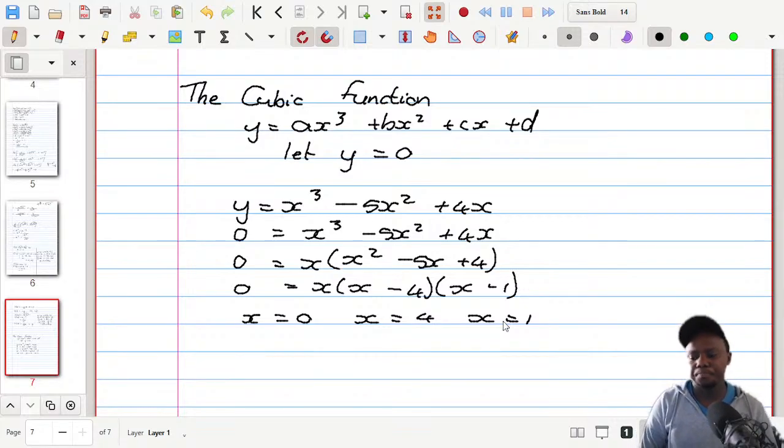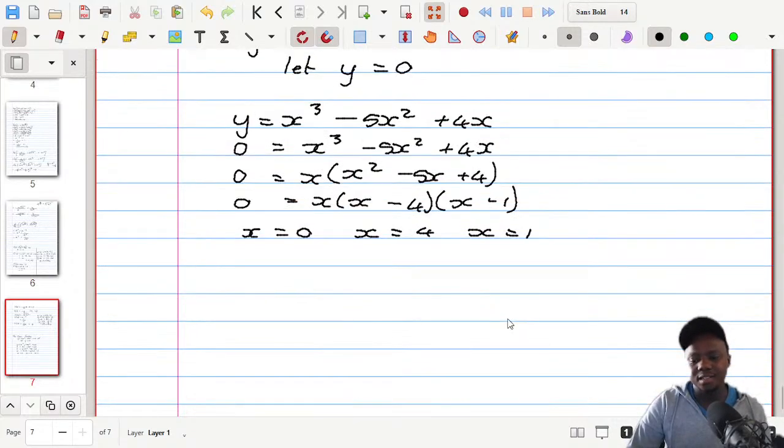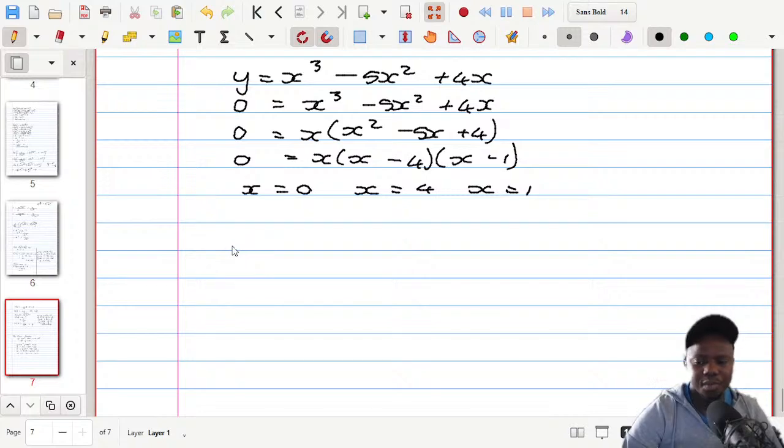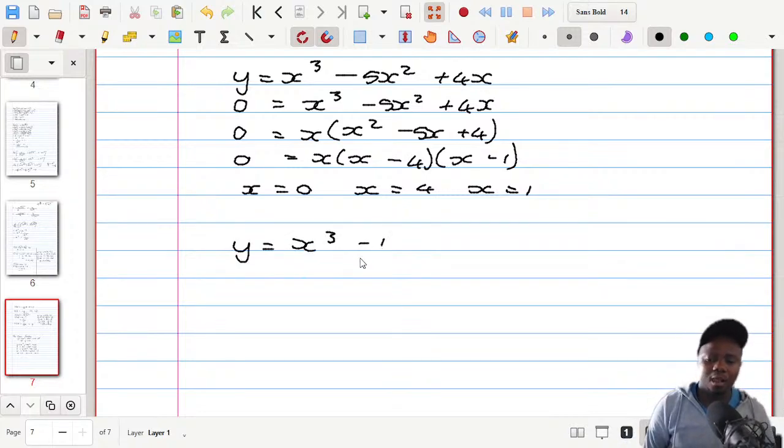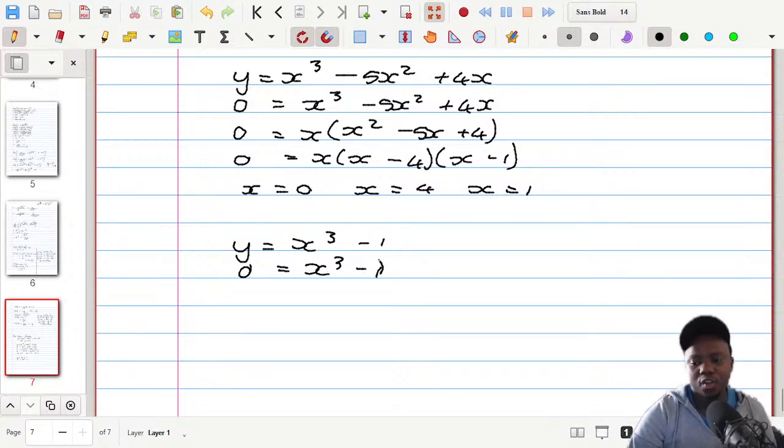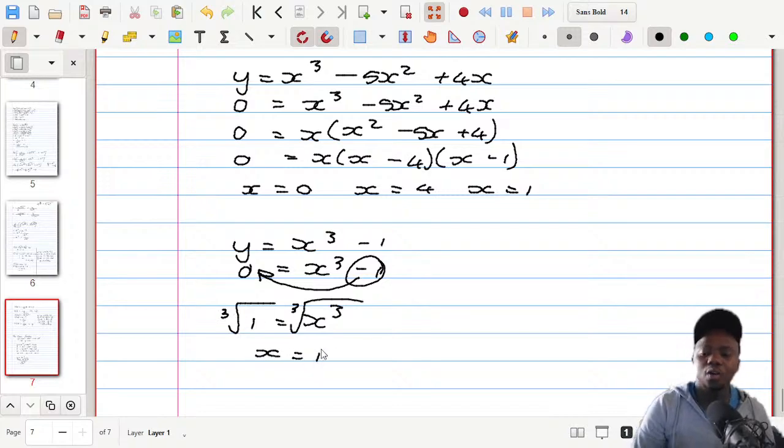Life is great. I mentioned to you that you can also have one x-intercept. An example of that would be if I've got y is equal to x cubed minus 1. To solve for x, I need to let y equal 0. Then I've got x cubed minus 1. Then you take this and you transpose it over. You're going to have 1 is equal to x cubed. Find the cube root here, find the cube root there. You get x is equal to 1. We've got only one x-intercept in this case.